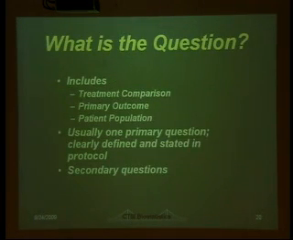So what is the question? Well, the question includes a number of features. It includes the treatment that's being compared, the primary outcome variable that you're studying, and the patient population that you're targeting. Usually in a phase 3 clinical trial, there's one primary question. It needs to be clearly defined and stated in the protocol. You can have a number of secondary questions, but you generally limit the primary questions to a single one.